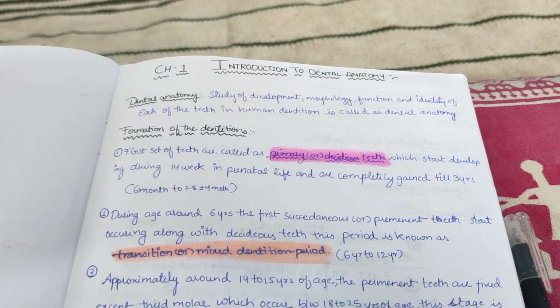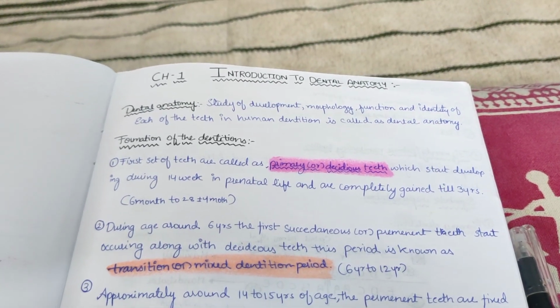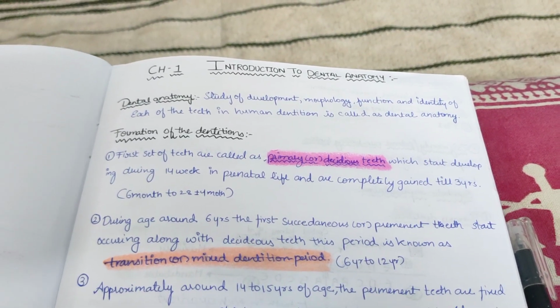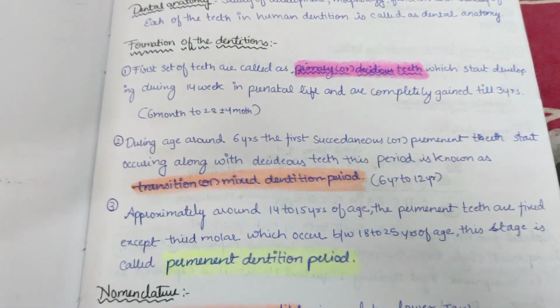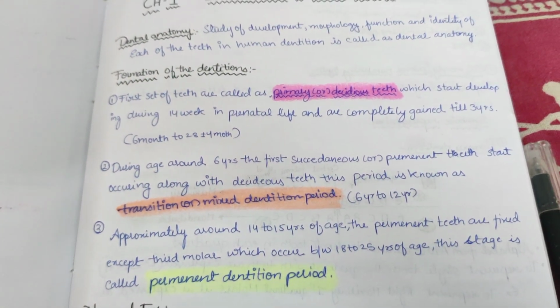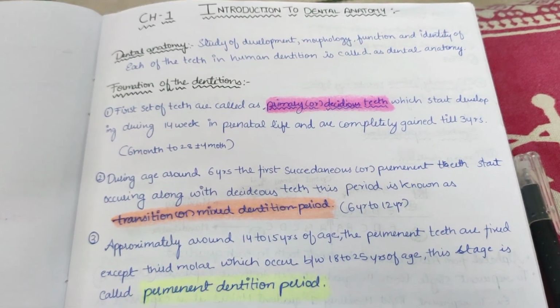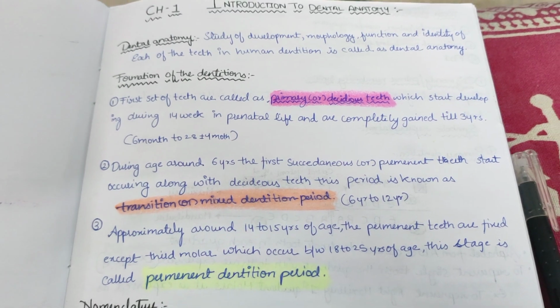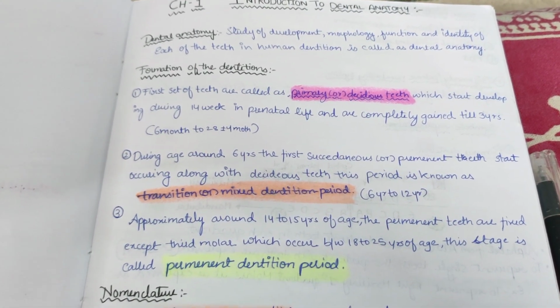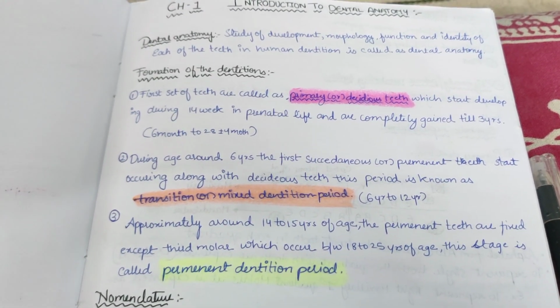Now the second type of dentition is known as transition or mixed dentition, because here, at around the age of 6 years, the permanent teeth or succedaneous teeth start to appear in the child's mouth along with the deciduous teeth. So that is known as the mixed or transition period.